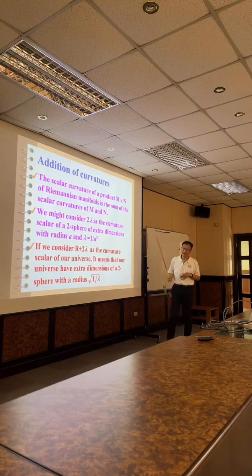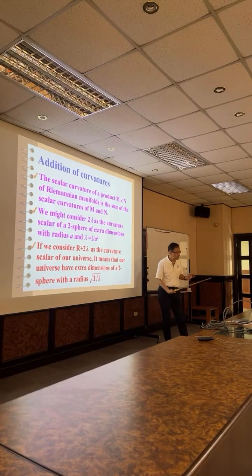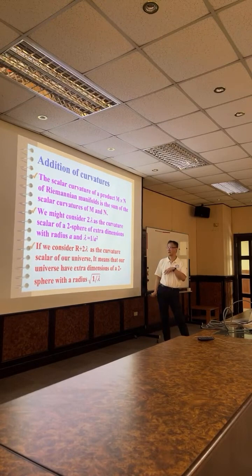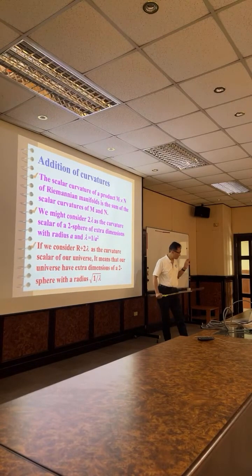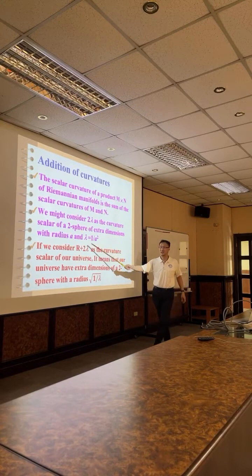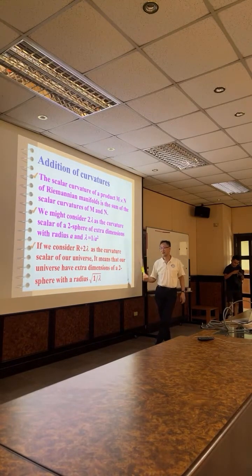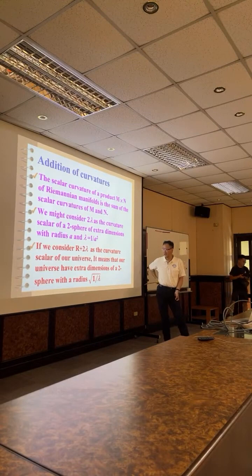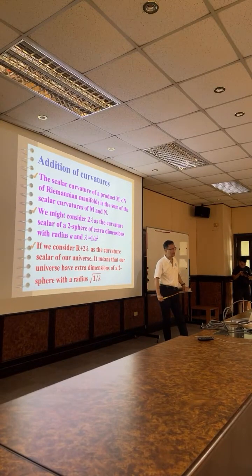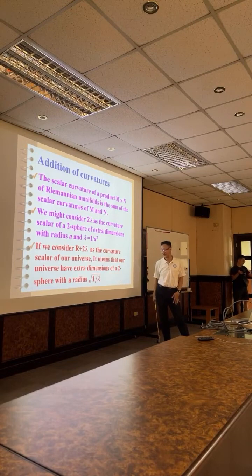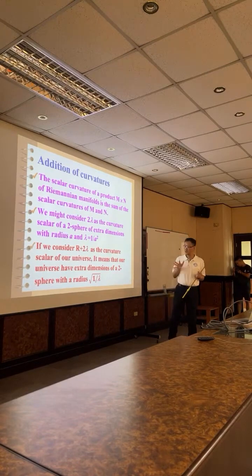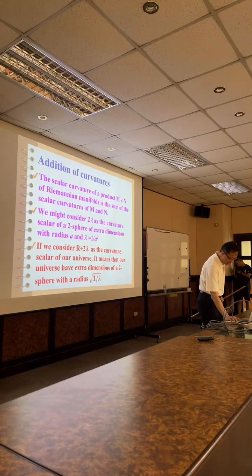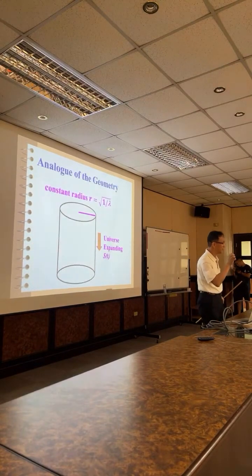What I mean is we can consider two lambda as the curvature of the two-sphere, but it's not a dimension of the main universe. It's some kind of extra dimension. It has a radius a, and lambda will be equal to 1 over a squared. So our universe actually has a curvature of R plus 2 lambda. That means our universe may have an actual extra dimension of a two-sphere with radius square root of 1 over lambda. It is very difficult to imagine what the actual dimension of a two-sphere is.